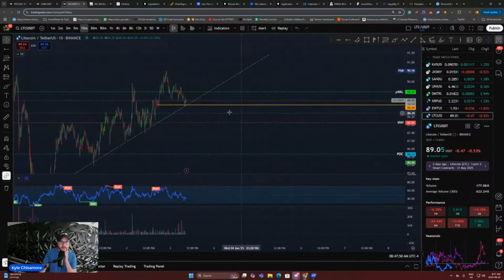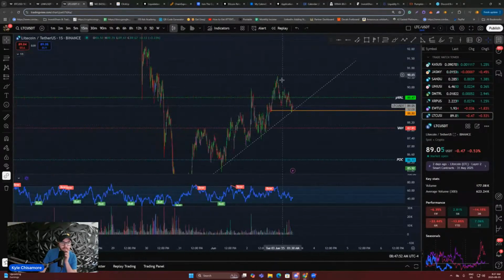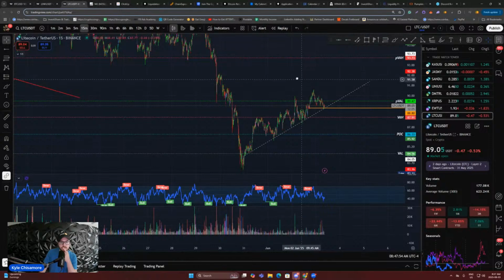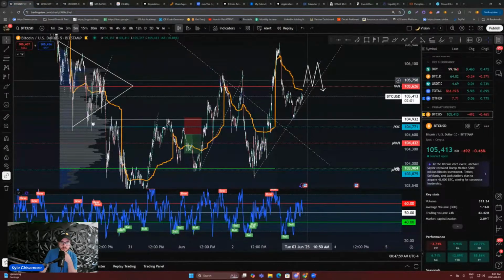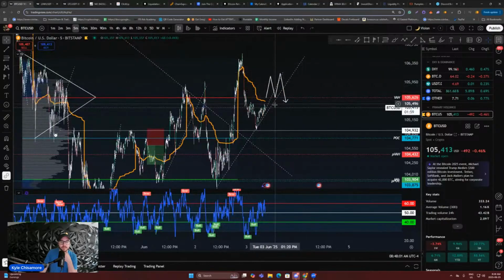Okay, so that is Litecoin. I hope that helps you out. So yeah, I'm in bear mode for Litecoin. I'm in bear mode for most of these assets right now. Short term bullish, but preparing for a bearish setup.